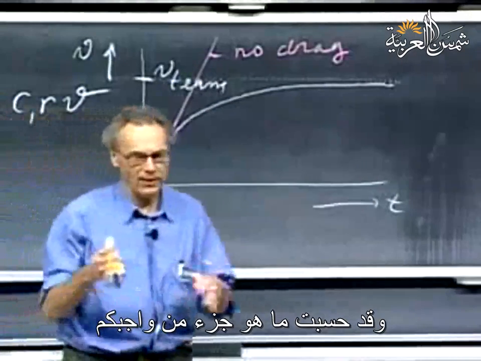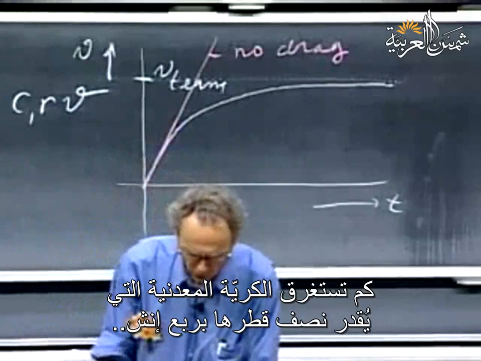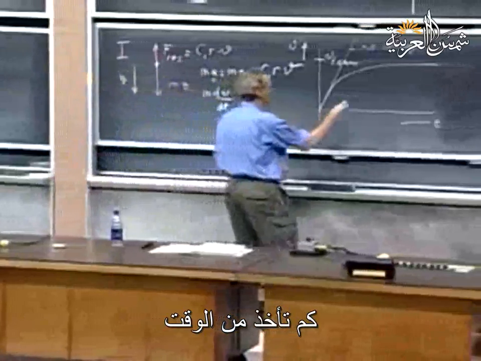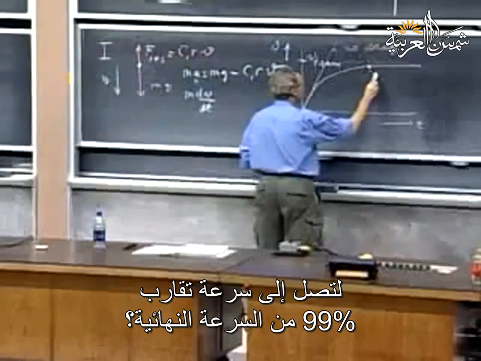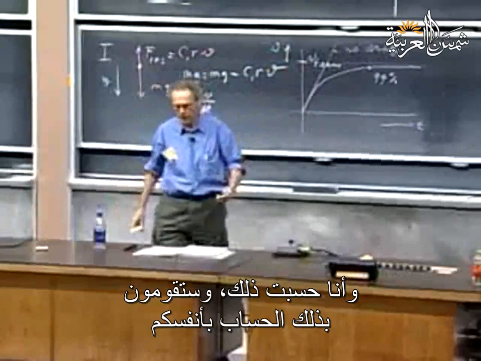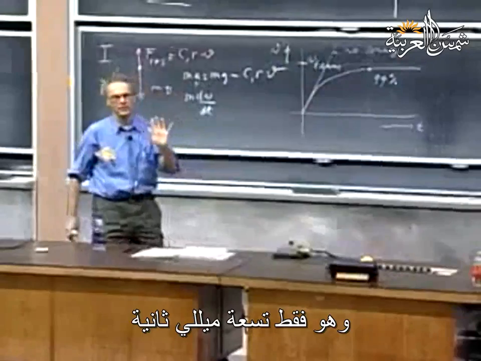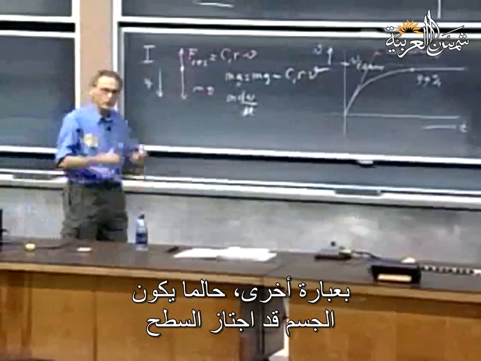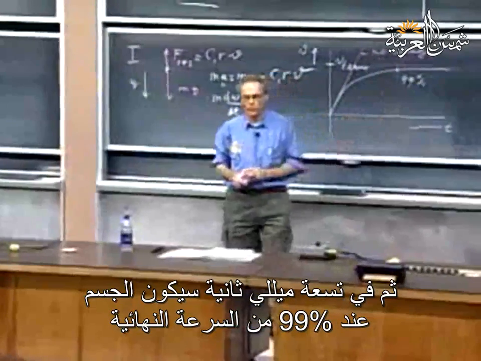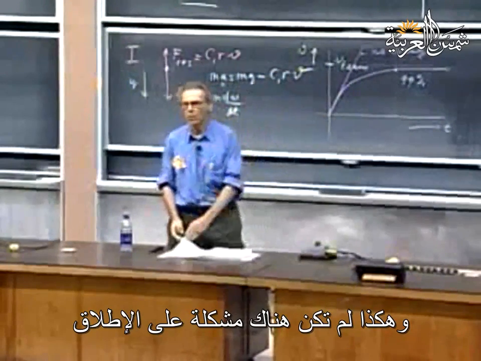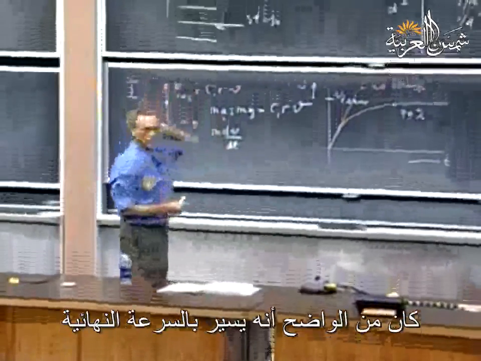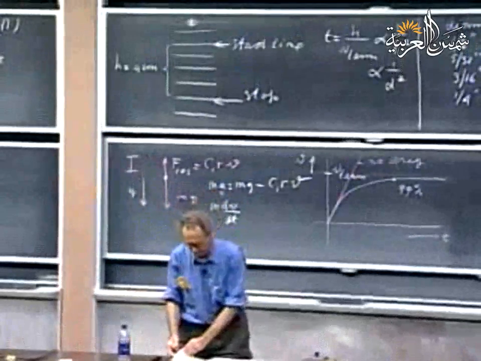And I calculated already something that is part of your assignment. How long does it take for the 1/4-inch ball bearing to reach a speed which is about 99% of the terminal speed? And I calculated that, and you will go through that calculation for yourself. That is only 9 milliseconds. In other words, once it has broken through the surface, that takes a while because of the thin film, then in 9 milliseconds it will already be at 99% of the terminal speed. And so there was no problem at all when I waited for the object to cross the first mark. It was already clearly going at the terminal speed. So that was fine.